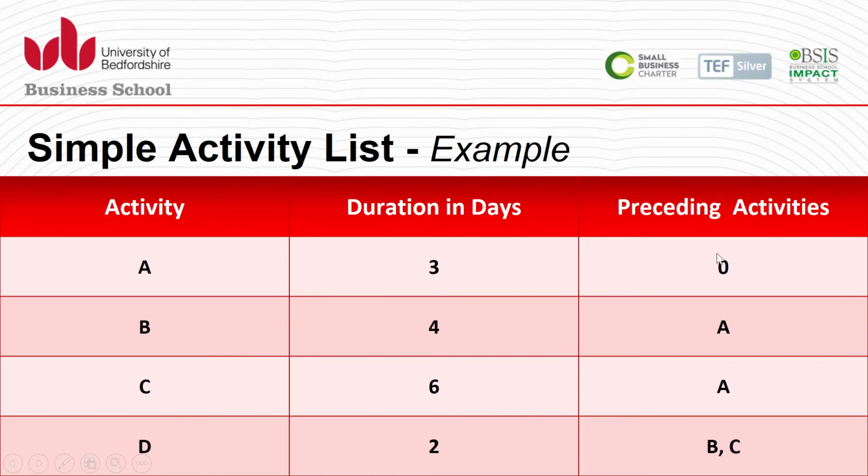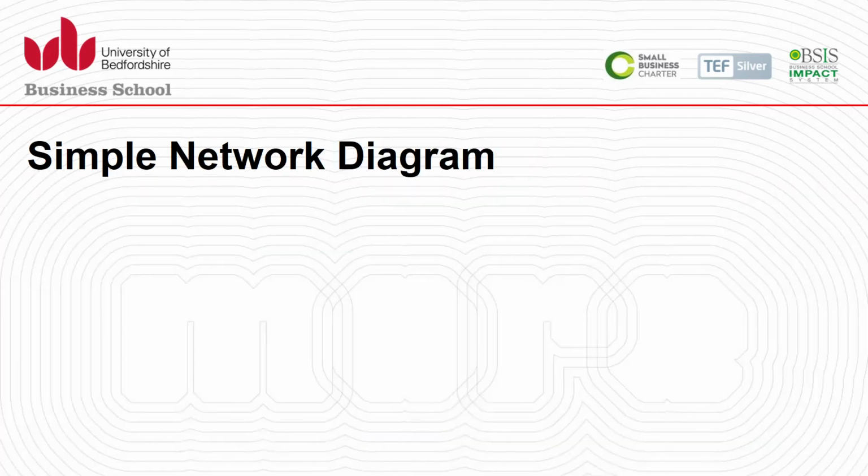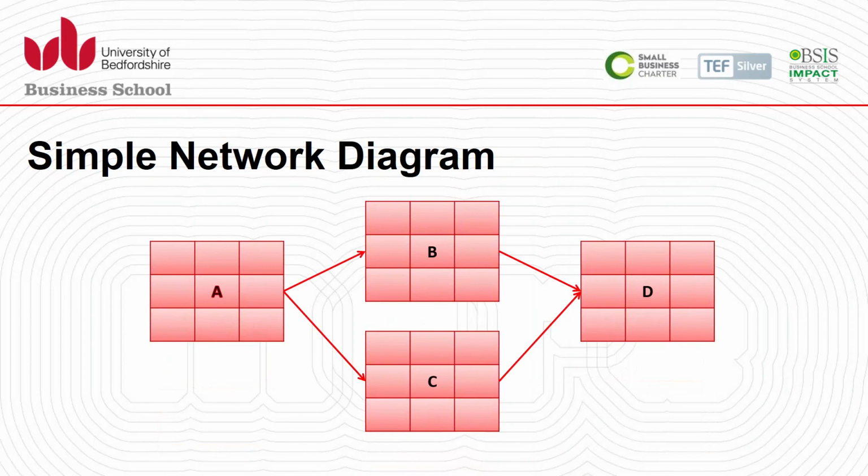This is very important. So the activity A has no precedent activity. So we just start from here. B is dependent on A, C is dependent on A, D is dependent on both B and C. So first we draw the network diagram, and this is important that we know how this will work.